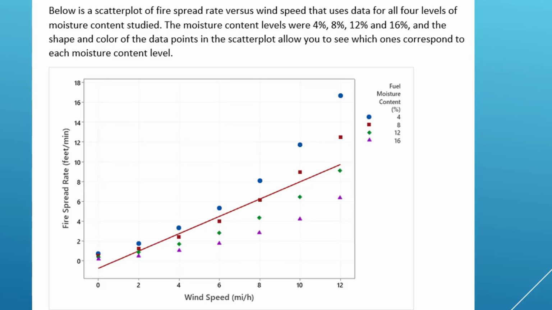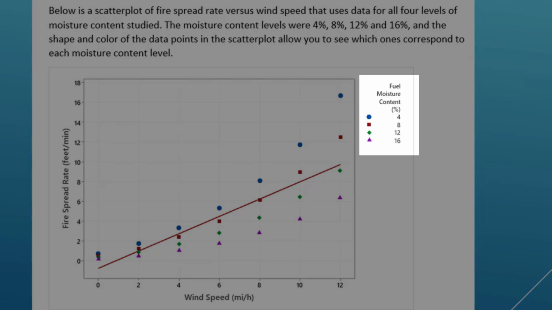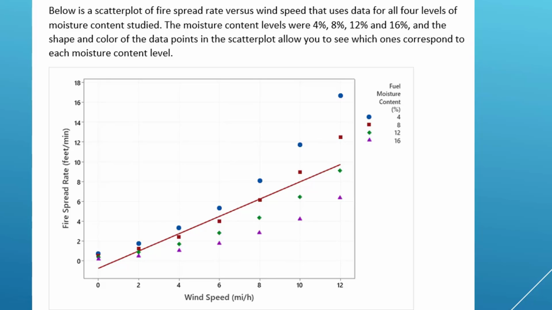In the previous part of this activity, students looked at data on fire spread rate and wind speed for a fixed fuel moisture content. The experiment that produced the data also looked at other fuel moisture contents, 4%, 8%, 12%, and 16%. In parts 1 and 2, the data was just for the 4% fuel moisture content. Here, students see the data for all four moisture content levels plotted on the same graph.